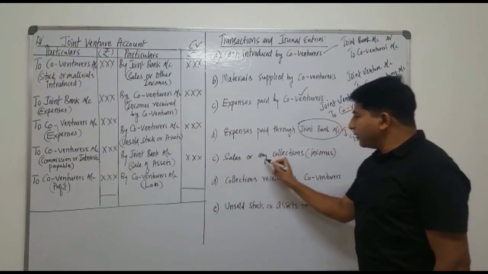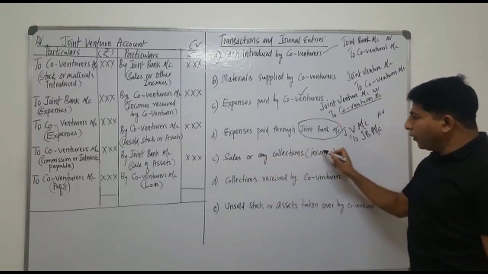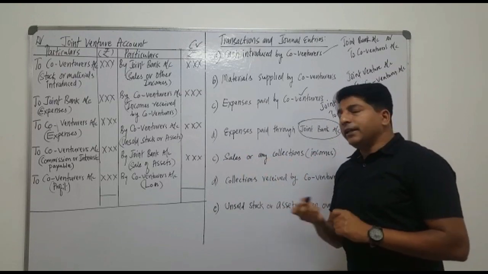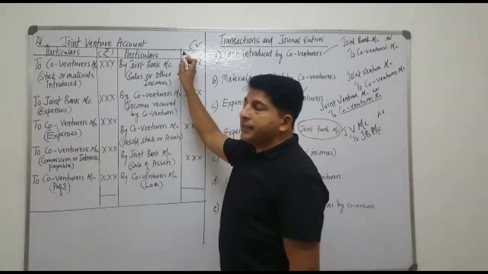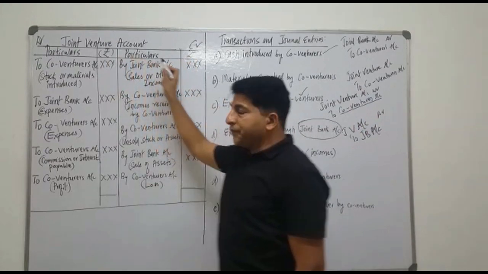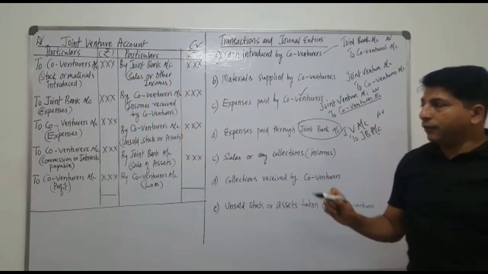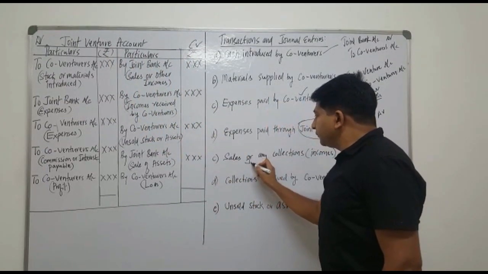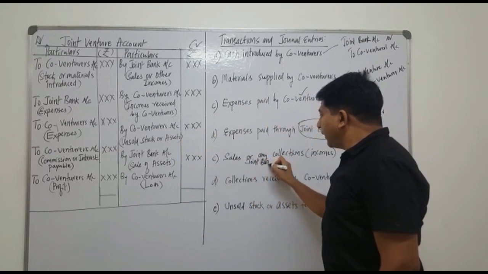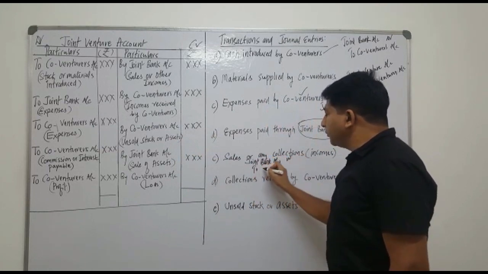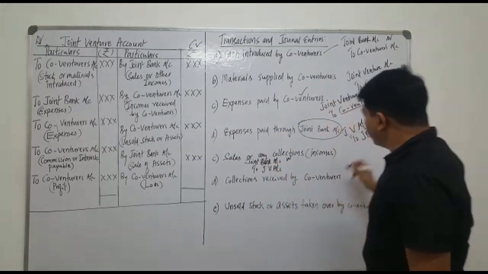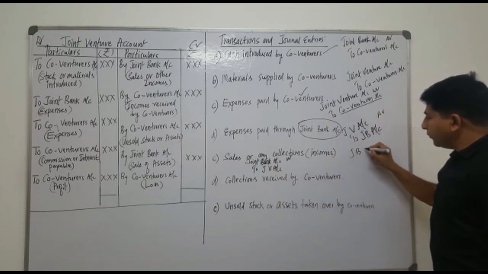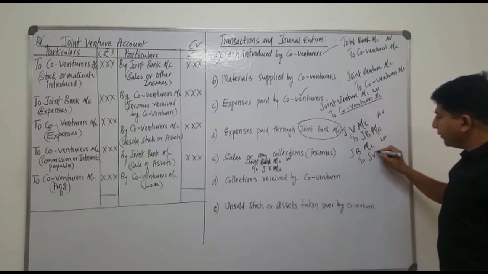Then the next entry is sales or any collections or incomes. The incomes, sale proceeds or any income collections will be recorded in credit side of joint venture account. Joint venture account is credited for incomes. The entry is joint bank account debit to joint venture account. See here, the collections will be deposited to joint bank account. Joint bank account debit to joint venture account.